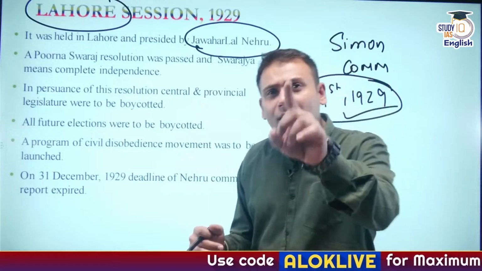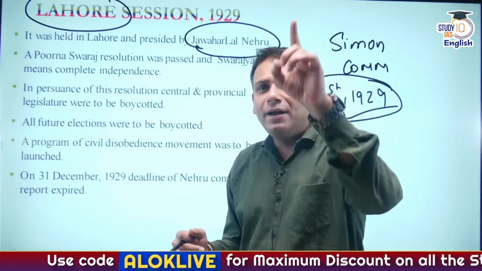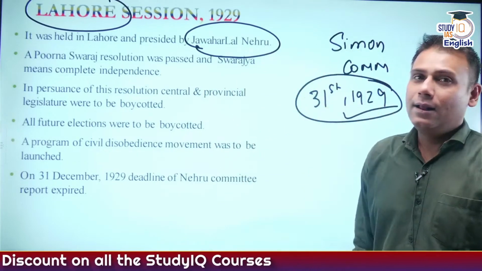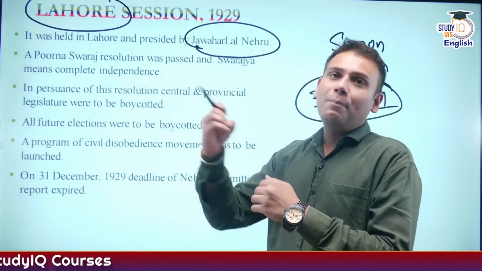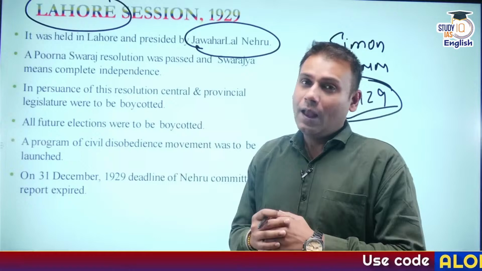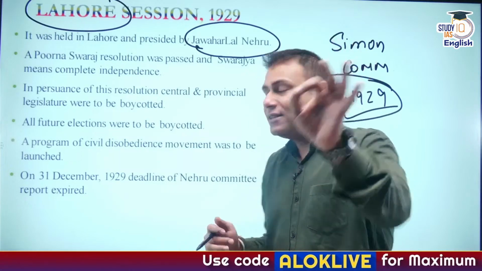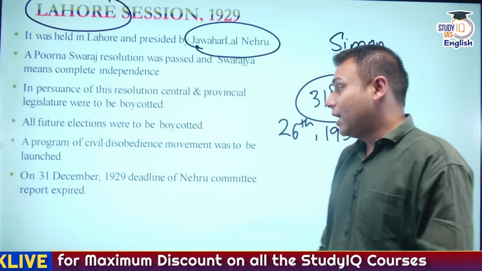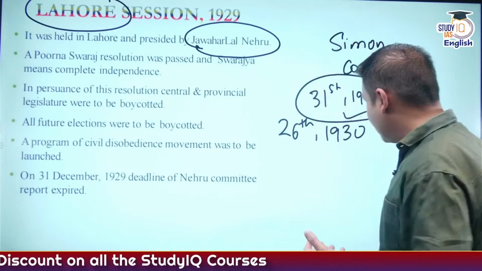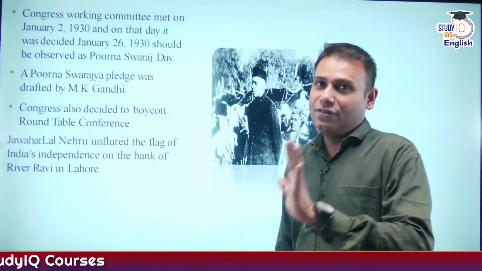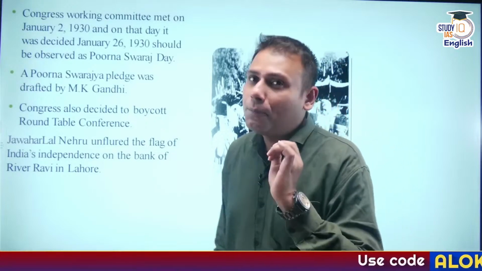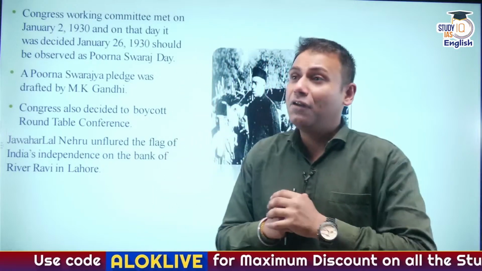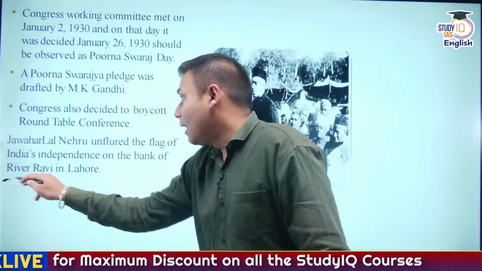For the first time, the complete independence or Purna Swaraj resolution was passed at the Lahore session. And on 2nd Jan, the nationalists of all the ranks met on the banks of river Ravi in Lahore. And finally, it is believed that on 26 January 1930, Purna Swaraj Day was observed. The Purna Swaraj resolution was drafted by Mahatma Gandhi. Okay? At this point of time, for the first time, the Indian national flag was unfurled on the banks of river Ravi in Lahore.